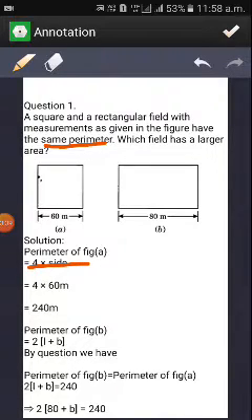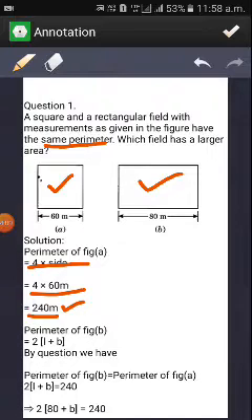We know side equals 60 meters. We have written here 4 into 60. Multiplying 4 and 60, we get 240 meters. So 240 meters is the perimeter of this square. Now we will find the perimeter of this rectangle.